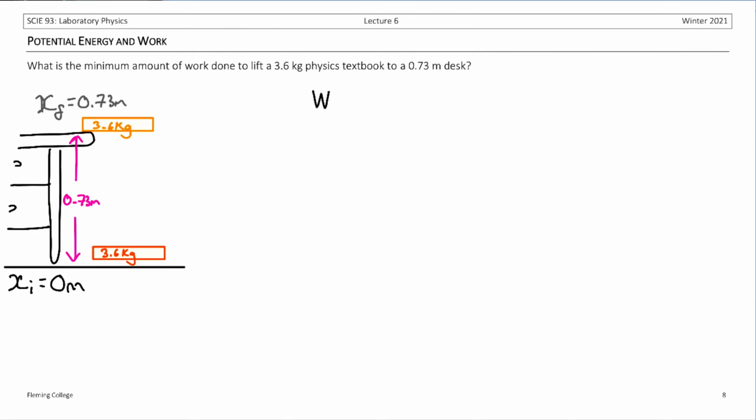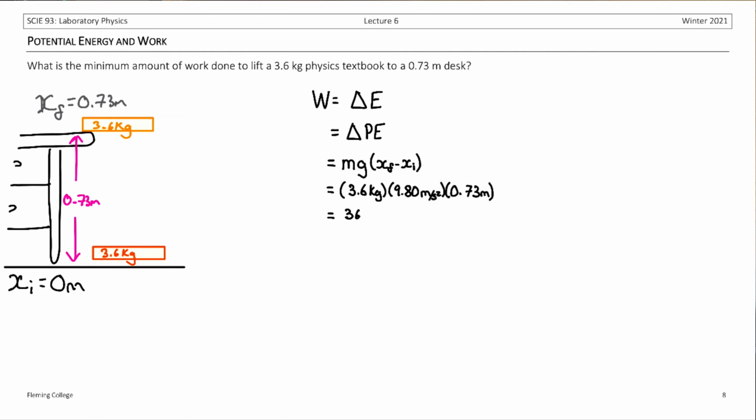Remember, again, if we're being asked for work here, we want to think of work as the change in energy. So in our case, if we're looking at the initial position and the final position where the textbook is resting, we would have a change in potential energy, which means we would have the mass times gravity times position final subtracting position initial. And we see that we have added 36.01 joules of potential energy.